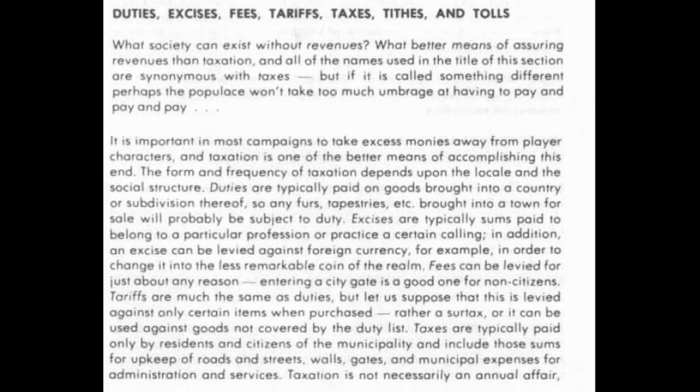So, what do we get from this? It's a means of taking excess money away from players. I think we have to remember that when he was writing this, it was published in 79, but obviously much of it was written in the lead up to that. So let's just say that the game was less than 5 years old when he was writing this.